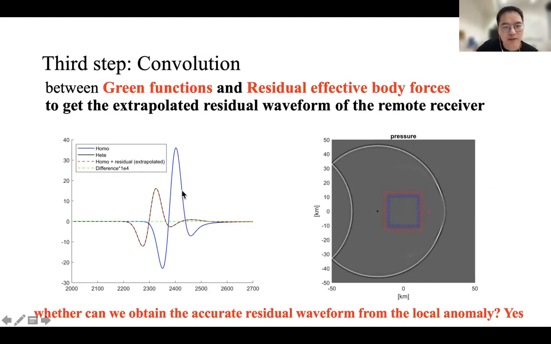Here is a benchmark. The blue one is the global simulation in the homogeneous model. The black one is the global simulation in the heterogeneous model. And the red dashed one is the blue one plus the convolution result between the Green functions and the residual effective body wave, which were recorded in the red elements just now. We can see that the difference between the black one and the red dashed one is almost zero. So that means we can obtain the accurate residual waveform from the local simulation.